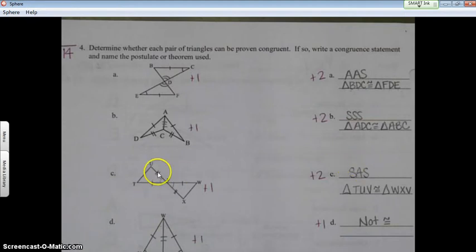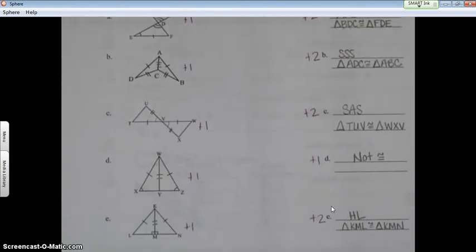SAS, you've got the two pairs of sides, and then the angle where those two sides intersect, so that's SAS. And T matches with W, U with X, and the V's match up. So that's 3 points for part C.